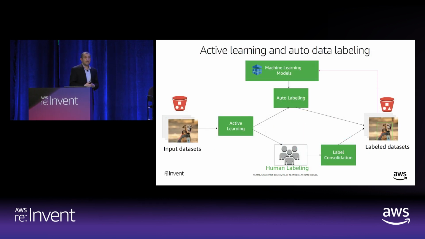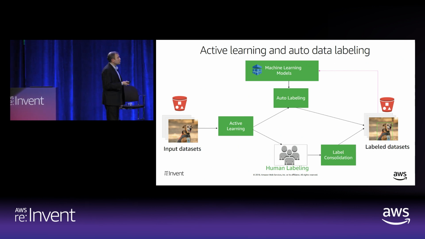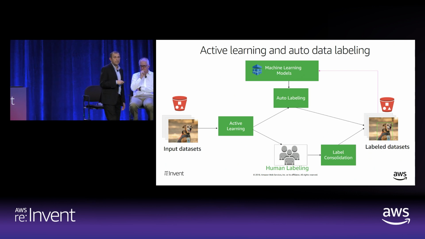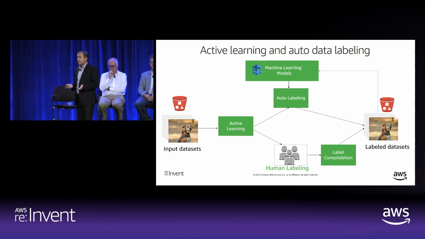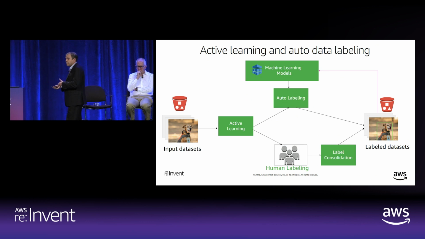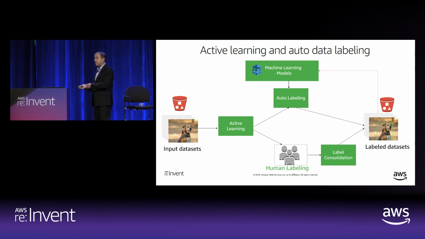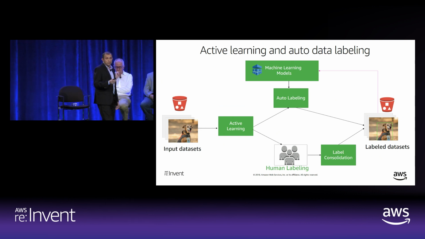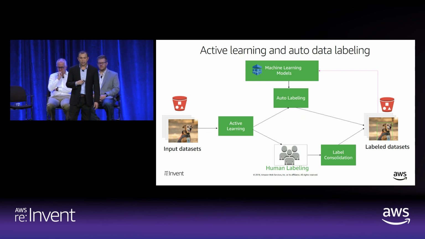Now, in terms of reducing cost and increasing accuracy, Ground Truth uses a combination of active learning and auto data labeling. Active learning is a machine learning technique that uses a set of algorithms to decide, from your input data set, what subset of data can be labeled by humans versus what can be labeled automatically by machine learning models. The auto labeling is done using those machine learning models.